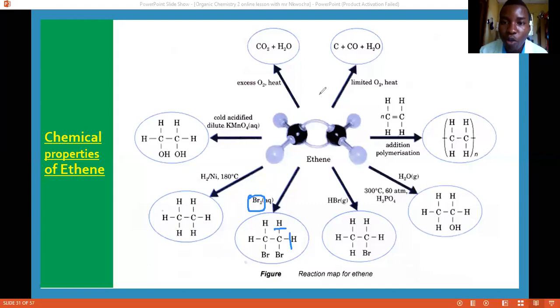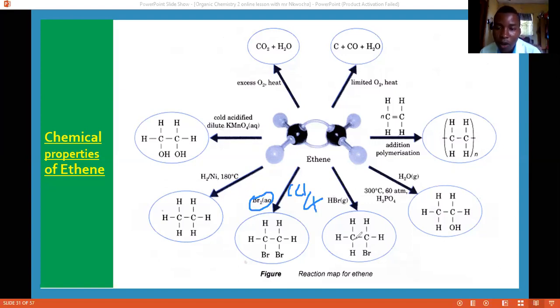Under the addition of bromine, do we need a solvent? Yes, I told us earlier on that tetrachloromethane, an alkane, is an organic solvent. So for this reaction to take place, you must dissolve the bromine inside tetrachloromethane, CCl4. So CCl4 is a suitable solvent for this reaction. Okay, then we have hydrogen bromide.